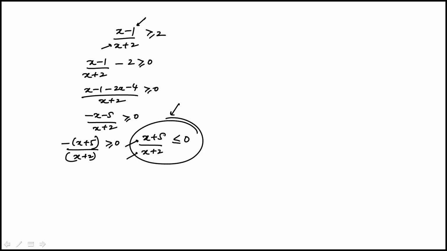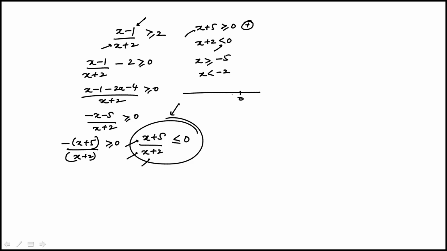That means one case is if x plus 5 is positive and x plus 2 is negative. Note here, we can't have it equal to 0 because then you'll have division by 0. That's equivalent to x is greater than or equal to minus 5. That one is x is less than minus 2.